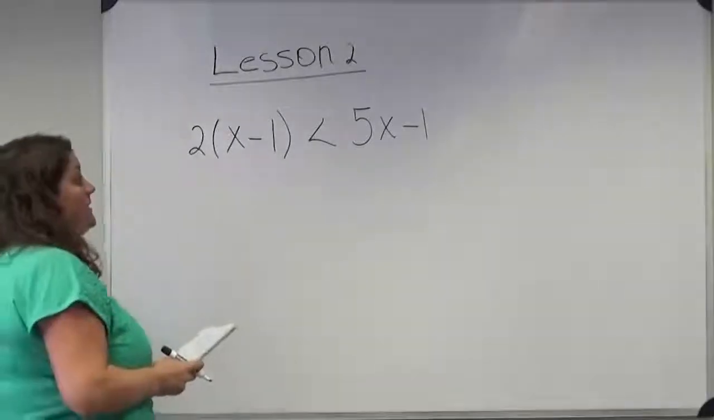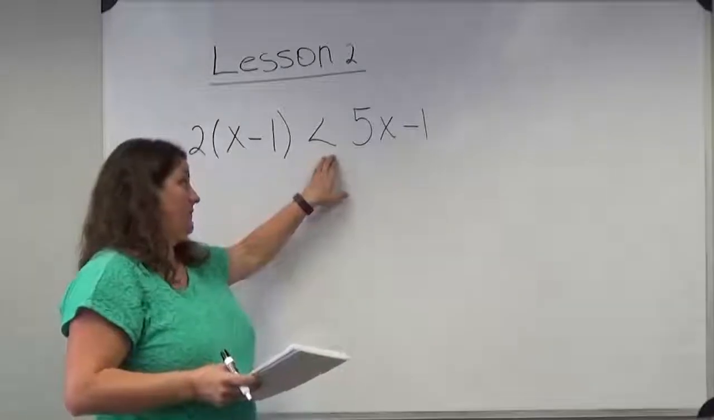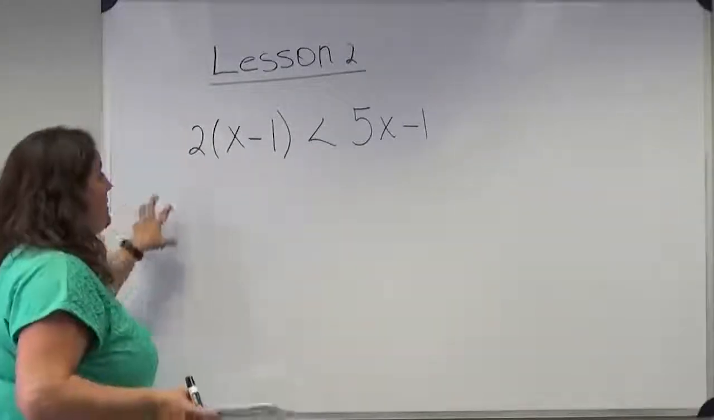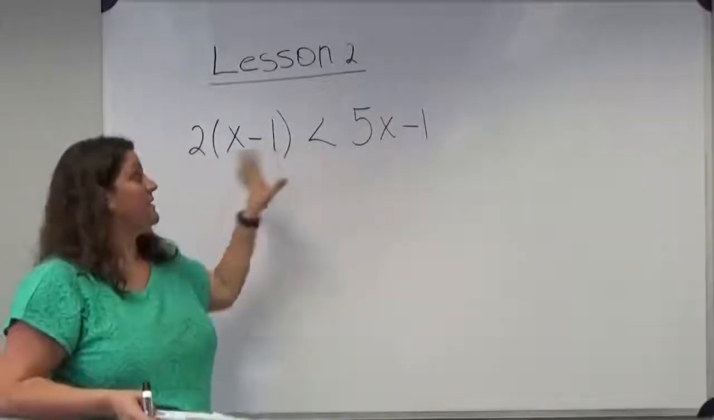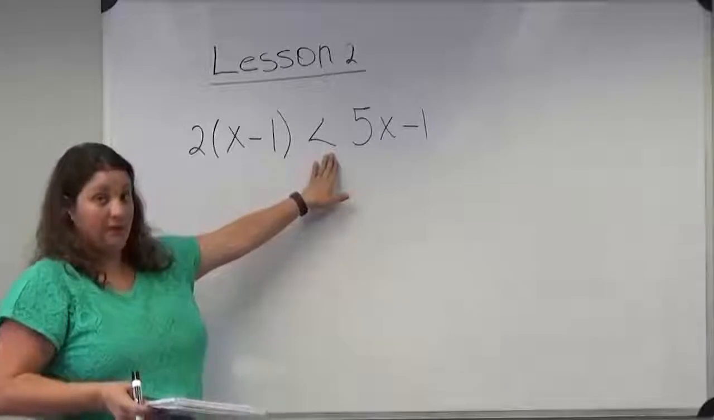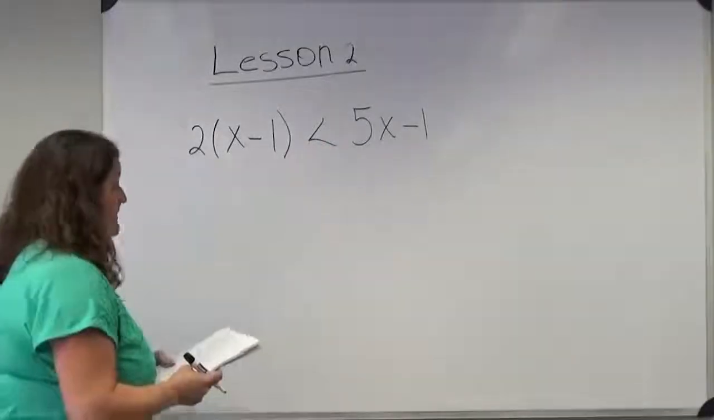Lesson 2 is asking you to solve for a variable in an inequality, and it's also asking you to graph them. So now remember, you solve for a variable in an inequality the same way you would if the equation had an equal sign. The only difference is if you multiply or divide by a negative number, you flip your inequality. Everything else is the same.